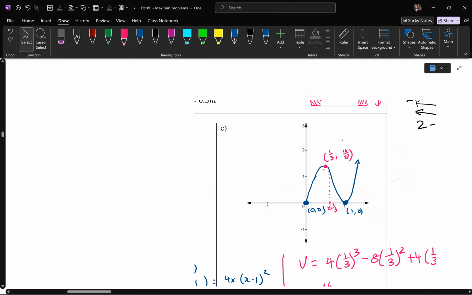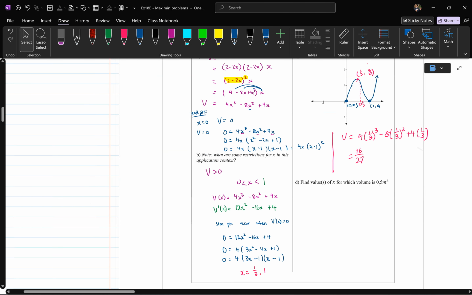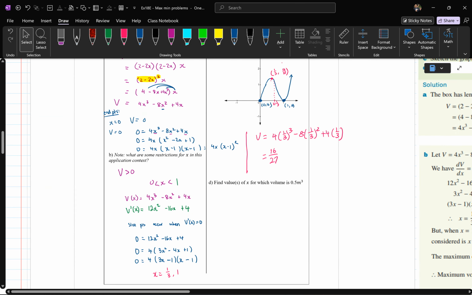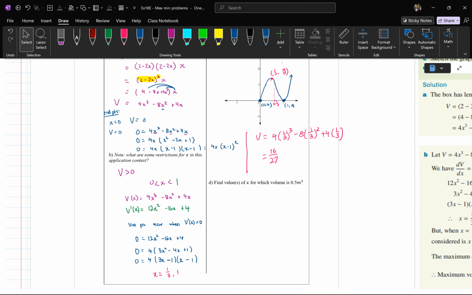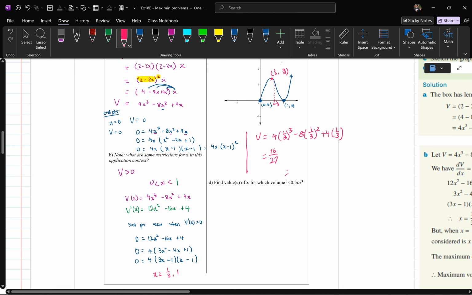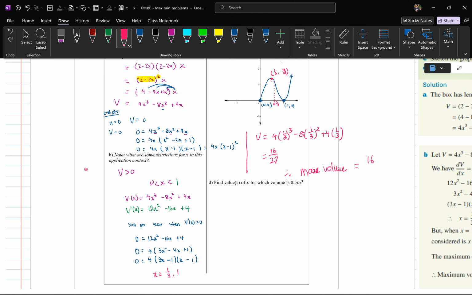There you go. So after doing all those calculations, the maximum volume that this can take must be 16 on 27 cubic meters. Okay, so write in your answer. Therefore, max volume is 16 on 27 cubic meters.